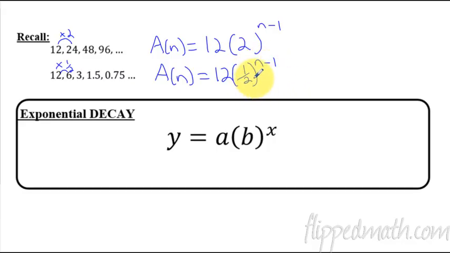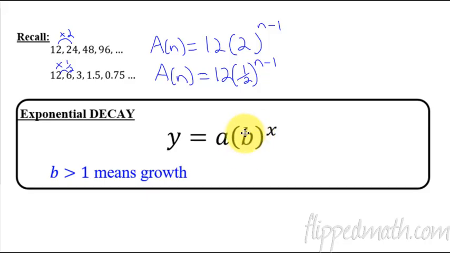Okay, so why am I bringing this up? It's because last lesson, we talked about exponential growth when the numbers were getting bigger and bigger and bigger. And in today's lesson, we're going to focus a bit more on the numbers getting smaller when we're multiplying by a number that's less than 1.